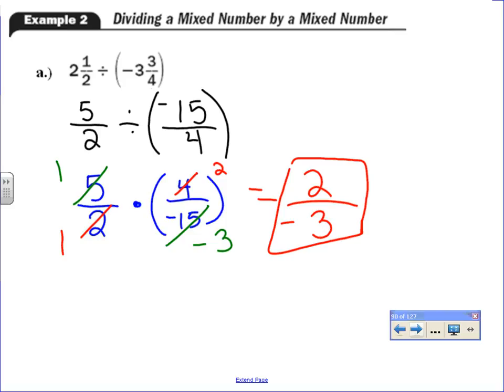This one needs fixed, unless you just didn't cross-simplify. Oh, you forgot to flip it, that's why. Keep, change, flip is a very good motto. Try that again. Good job. Oh, this one needs fixed. Okay, but this is right, so fix that other one. Good. That needs fixed. Keep, change, flip, Gio. So change them to improper fractions. Keep, change, flip. Okay, good.